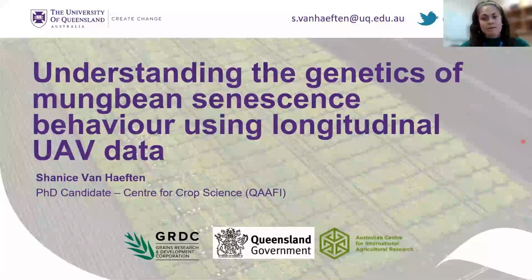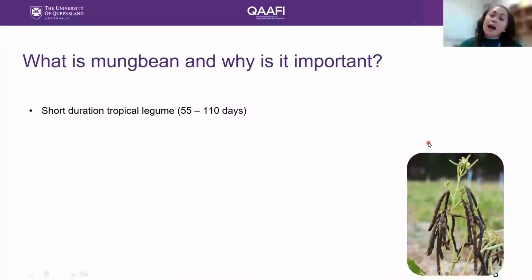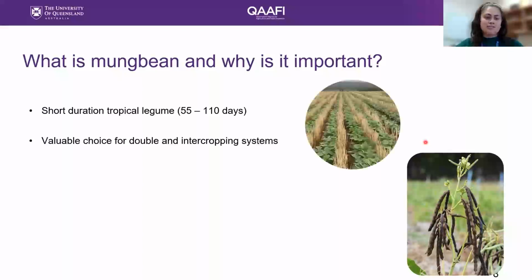So I thought I would start my presentation by providing some background into what is mung bean and why is it important. So for those who aren't familiar with the crop, it's a short duration tropical legume, and depending on the cultivar and environment, can reach maturity anywhere between 55 and 110 days after sowing. And it's because of this short duration that it's a really valuable choice for double and intercropping systems, as it's short enough that it can fit really nicely in between other major crops like wheat and sorghum.